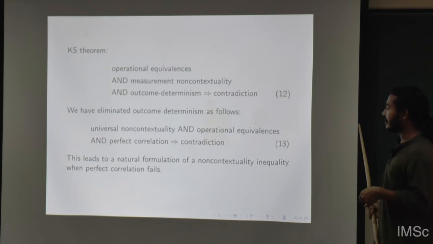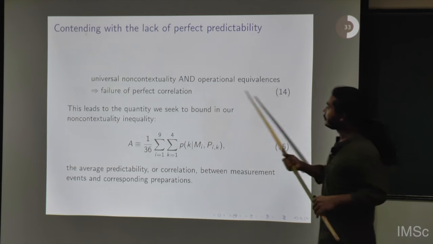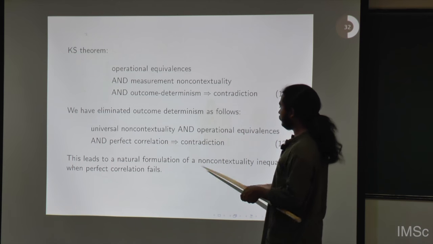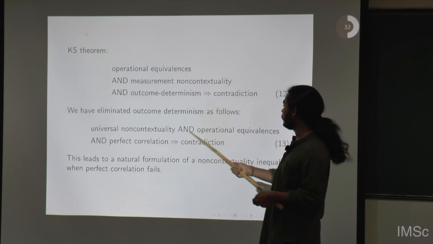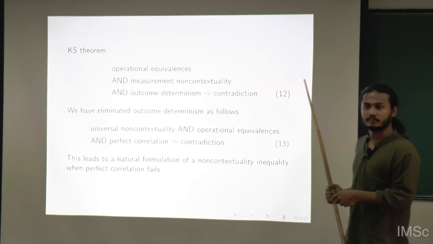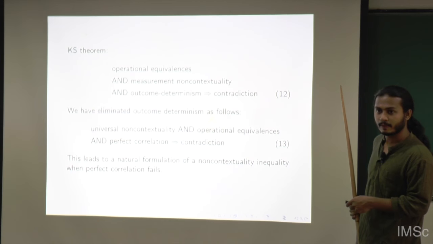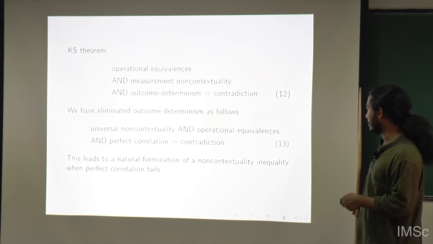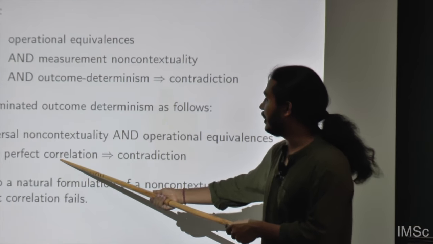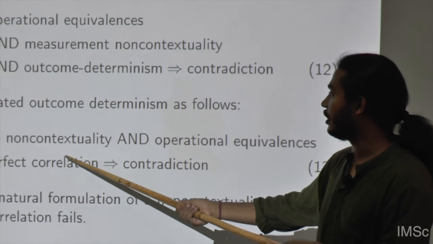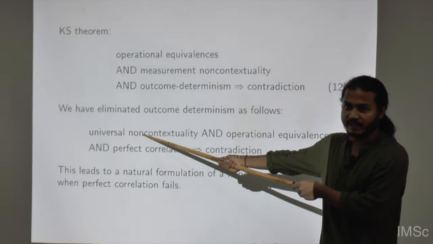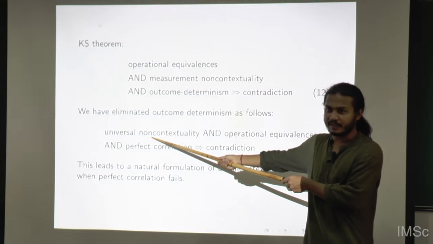So this leads to a formulation of a non-contextuality inequality. We saw that these three things lead to a contradiction. So that means that if this is true and this is true, then this thing must fail, right? Yeah, so perfect correlation plays a role because we're trying to recover this from this. So there's preparation non-contextuality here in this universal thing, right?